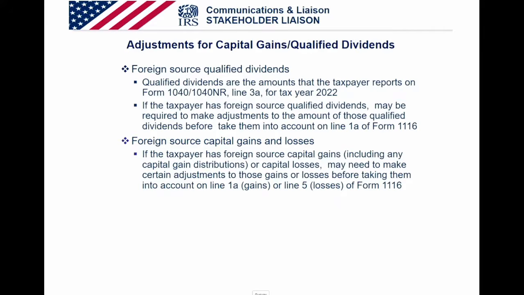And now I'm going to explain another common adjustment to a different category of income. This adjustment pertains to the passive category income, for example, capital gains and qualified dividends. Because of the preferential tax treatment of capital gains and qualified dividends under U.S. tax law, even though the taxpayer may otherwise be in a higher tax bracket, an adjustment is required to reduce the amount of foreign source capital gains and qualified dividends by a rate differential when computing the foreign tax credit.